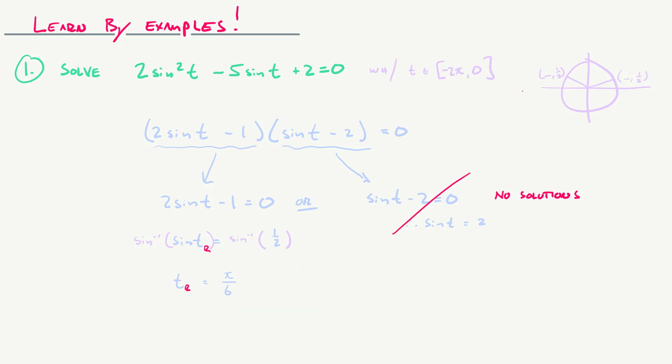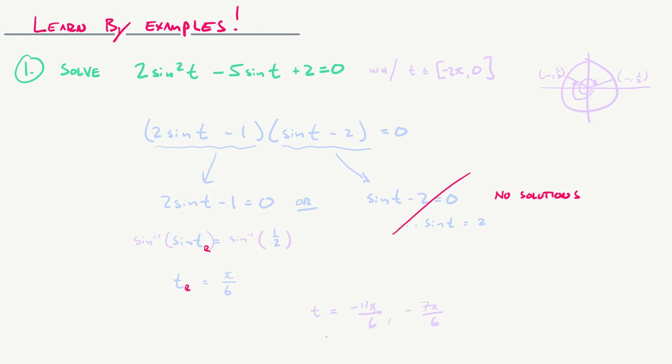What if we were going negative 2 pi to 0? Well, then this isn't a solution at all. Pi over 6 is not in the interval negative 2 pi to 0. So now we have to think about what are the negative angles inside of the interval negative 2 pi to 0 that give us 1/2 for sine.